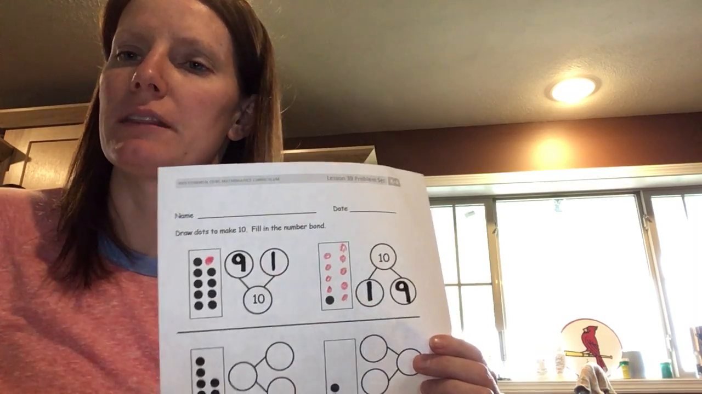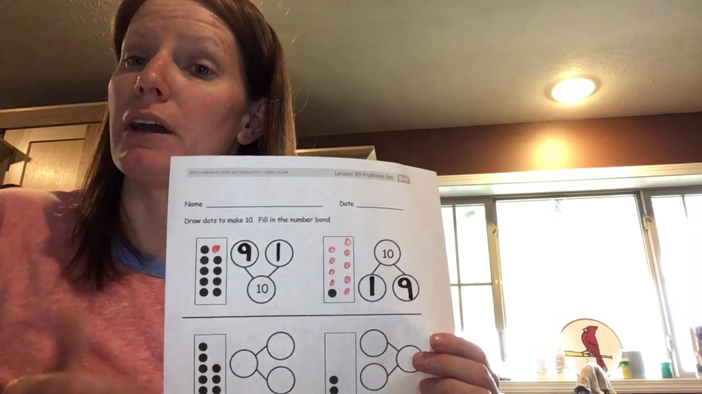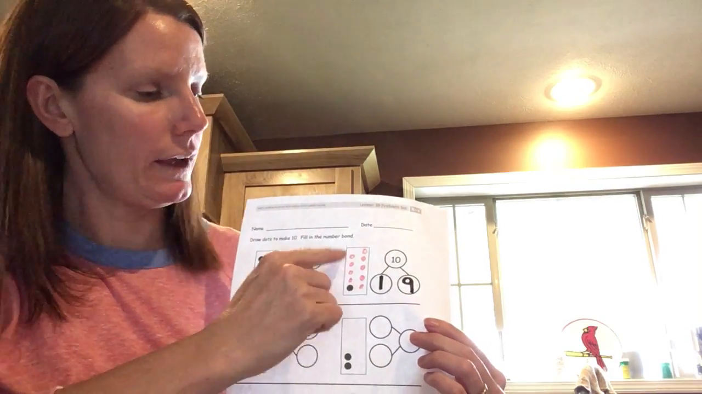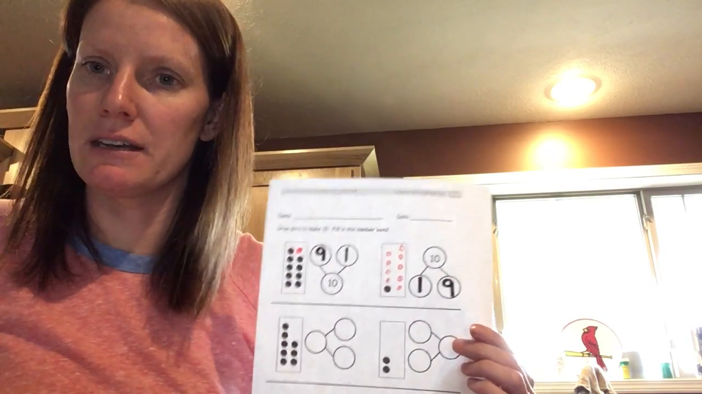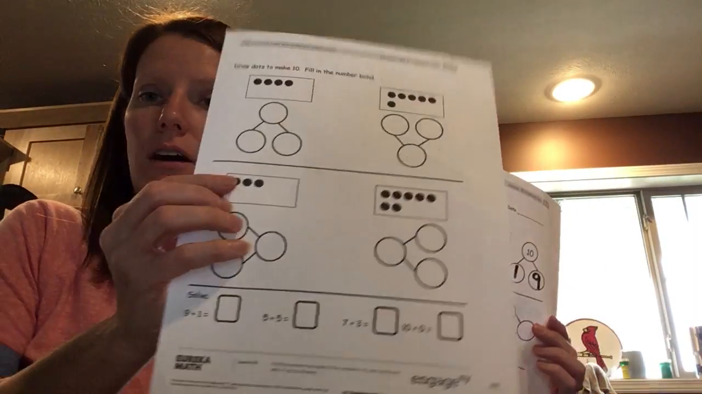Now, what can you tell me about these two problems? They're the same, but we go from our parts to our whole and our whole to our parts on the number bond. So that's what you're doing on the rest of this worksheet, and on the front part of this worksheet.